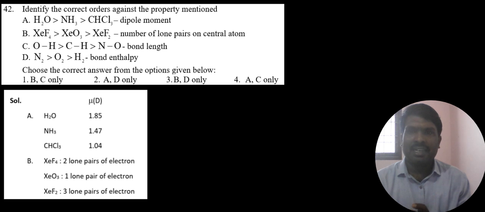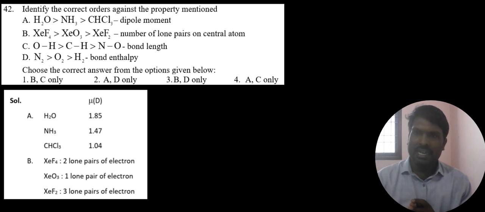Identify the correct order against the property mentioned. H2O is greater than ammonia is greater than chloroform, dipole moment. So H2O 1.85, ammonia 1.47, chloroform 1.04. Then this statement is right. The dipole moment order is right.